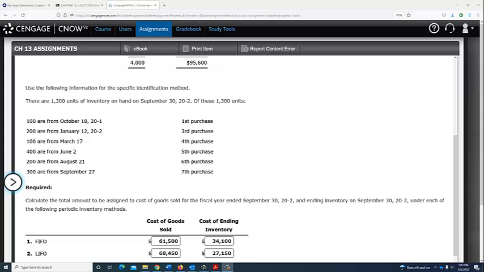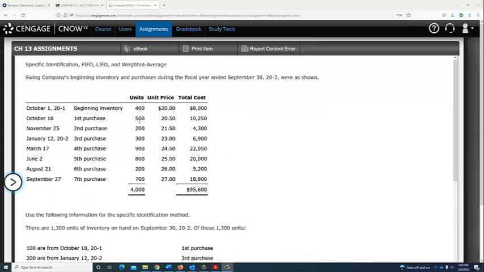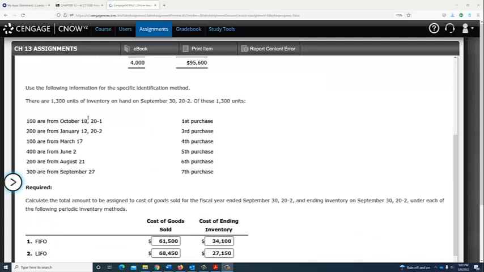So this one tells me that of the 1,300 units, these are the ones that are still in ending inventory. So let's see, that's 1, 3, 4, 8, 9, 10. That's 1,300 units right there. So 100 of these are from the first purchase at $20.50 would give me $2,050 to add to my ending inventory.